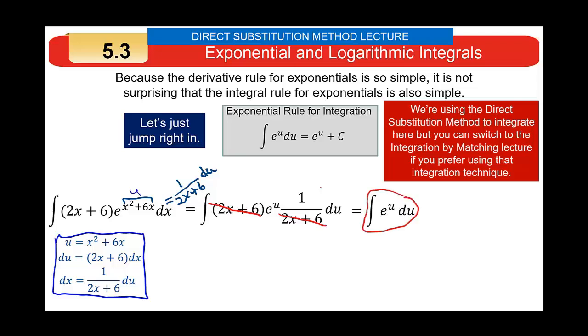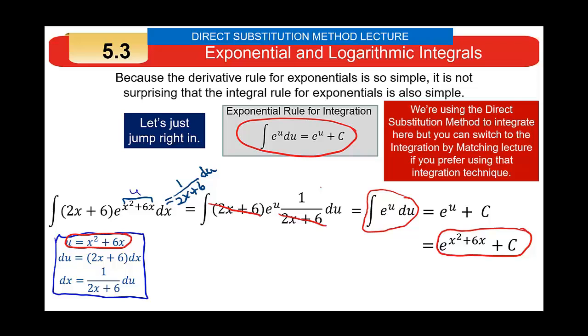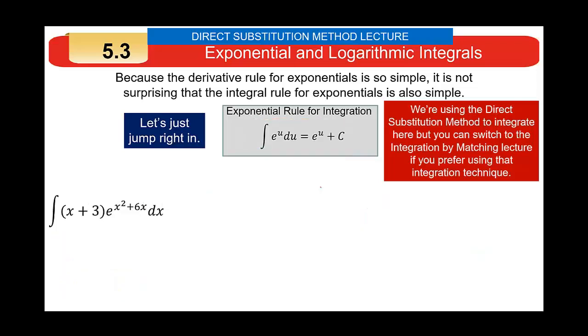And as we've noticed before, that integral by the exponential rule for integration is e to the u plus c. The last step, as always, is to put the x values back in. U is x squared plus 6x. When we put that back in place of u, we get e to the x squared plus 6x plus a constant of integration. Again, straightforward, step by step, takes practice.